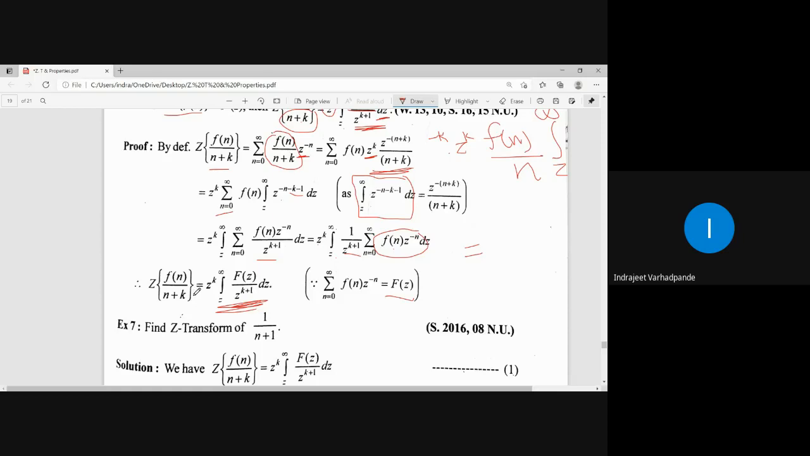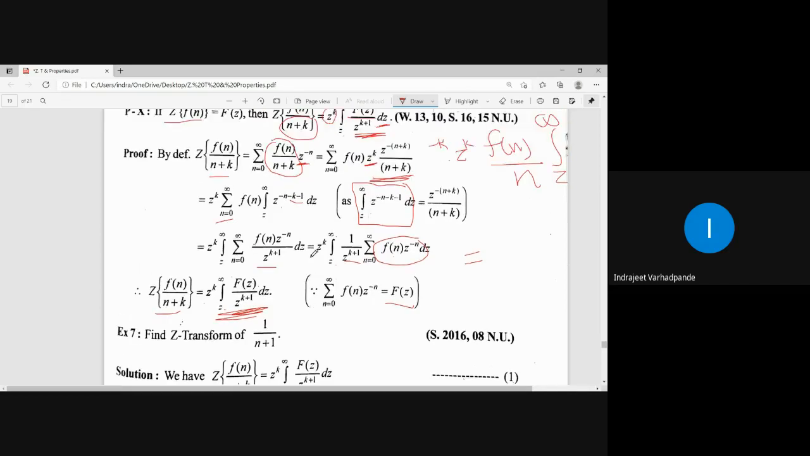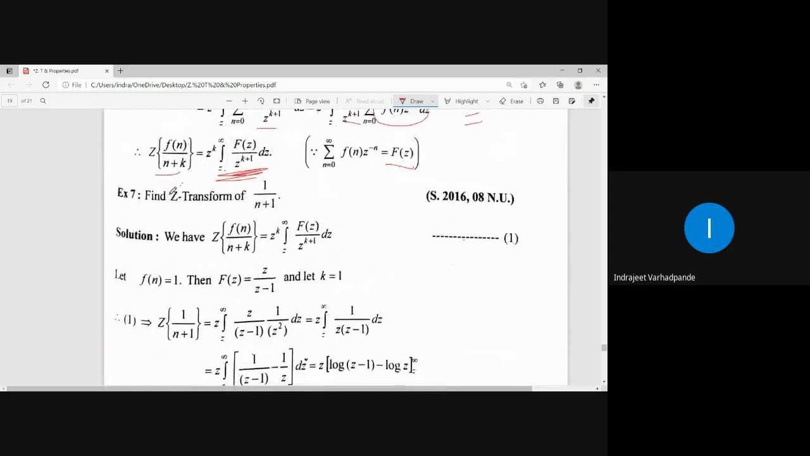So this property is the last property wherein we find z of f of n upon n plus k. It is division by n, but some additional term is there along with n. It is not just f of n upon n, it is f of n upon n plus k. So it will be z to the power k integral from z to infinity of f of z upon z to the power k+1 dz. The example related to this property: z transform of 1 upon n plus 1.